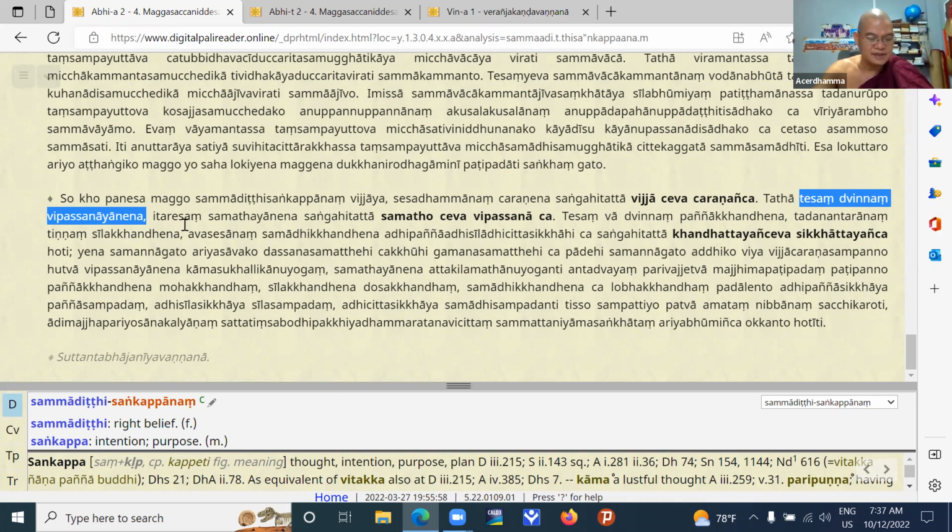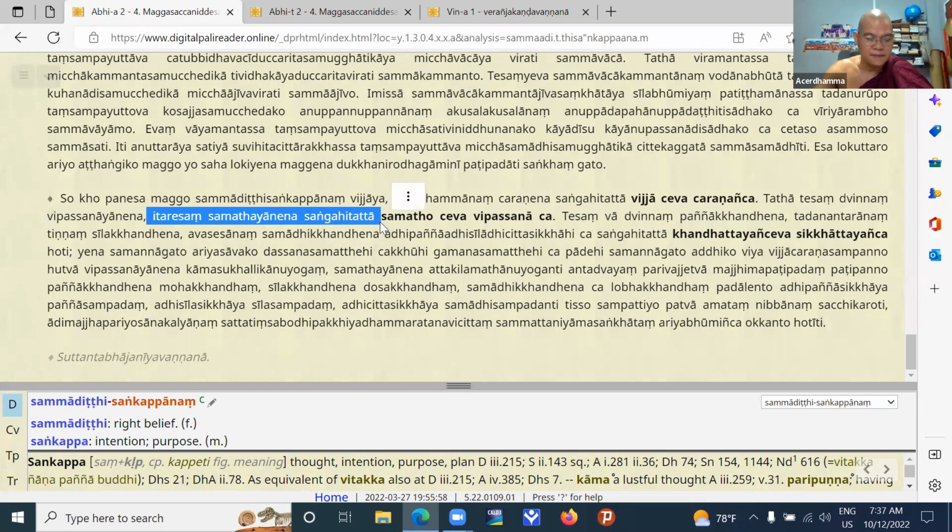Itare Samatha nana sankhata. The remaining six are included in Samatha Nana. They are called Samatha. So here Sila and Samadhi are included in Samatha. Sila is included in Samatha. But here you have to know Sila is included in Samatha because Sila is the support for Samatha. In many suttas, it is also mentioned that Sila is the support for Samatha.